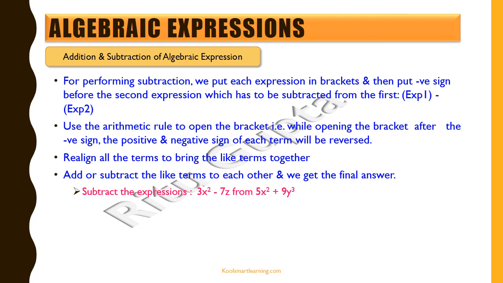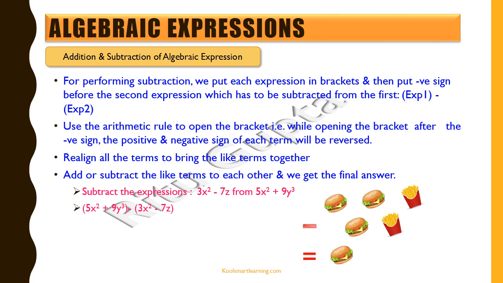Now let's take an example. We have to subtract the expression 3x square minus 7z from 5x square plus 9y cube. So now this 3x square minus 7z becomes the second expression. So let's make it 5x square plus 9y cube minus, then within the bracket 3x square minus 7z, and now we open the bracket and it becomes 5x square plus 9y cube minus 3x square plus 7z, and realigning it becomes 5x square minus 3x square plus 9y cube plus 7z, and the final answer would be 2x square plus 9y cube plus 7z.